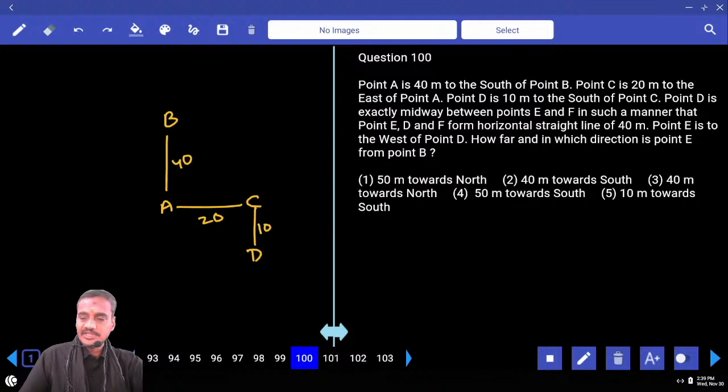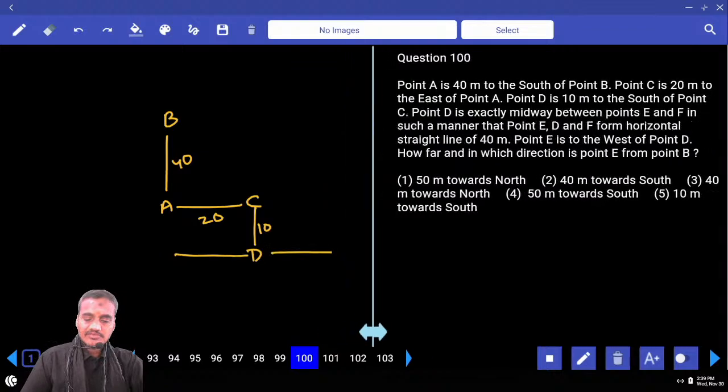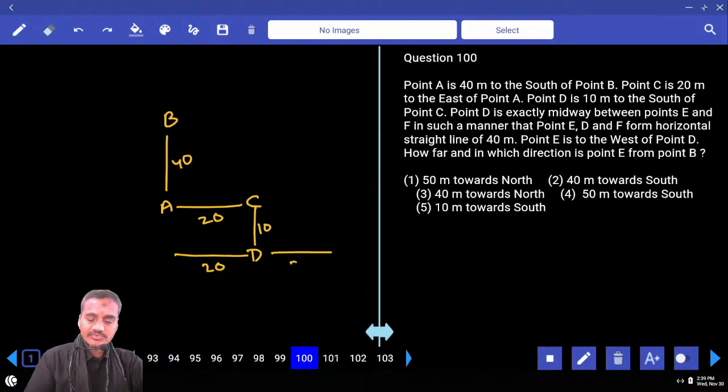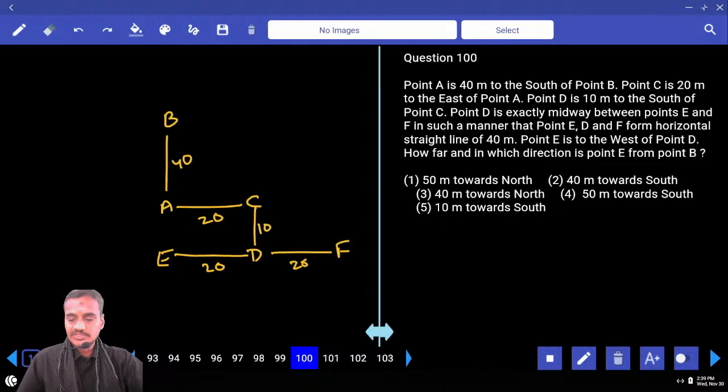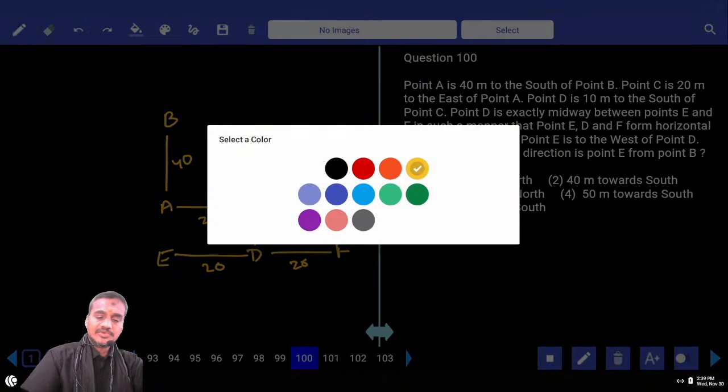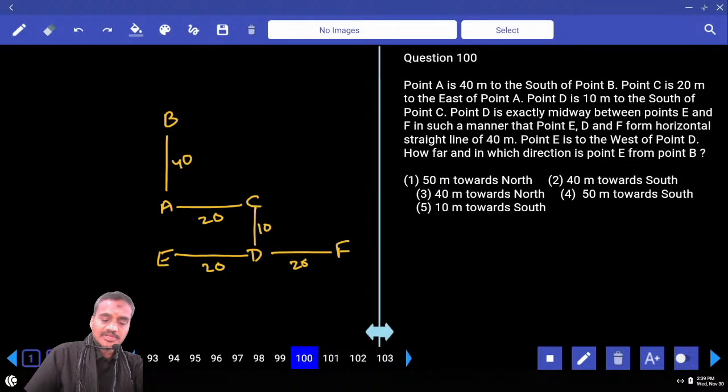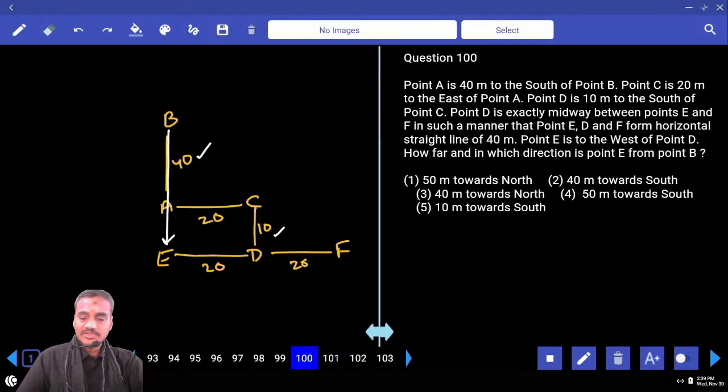F. D is in between E and F in such a way that EDF forms a straight horizontal line of 40 meters, 20 plus 20, 40. E is to the west of D. Then how far and in which direction is E from point B? We need to find the direction of E from point B. From B to E, the direction is south. Then what is the total distance? 40 plus 10, 50 meters towards south. 50 towards south is the choice for question number 100.